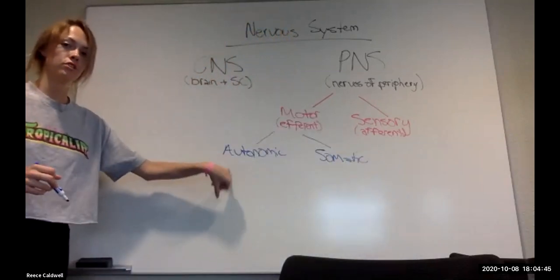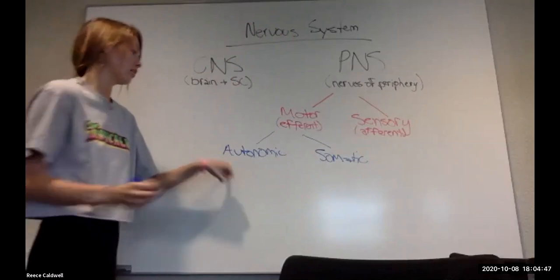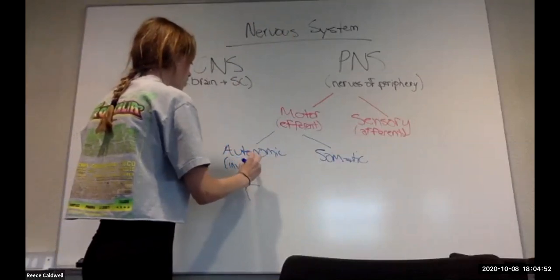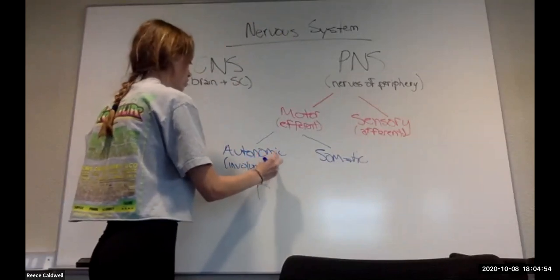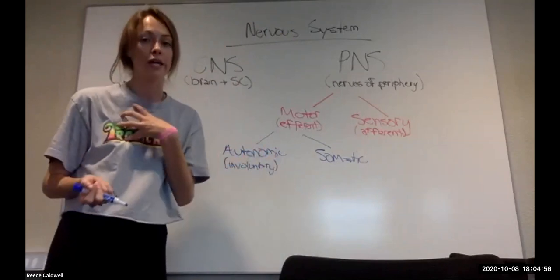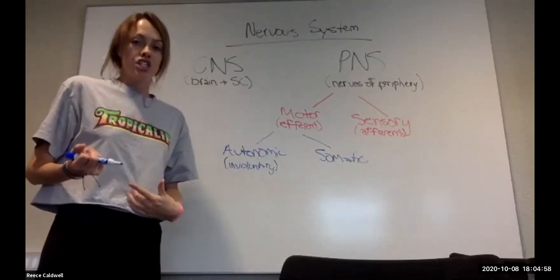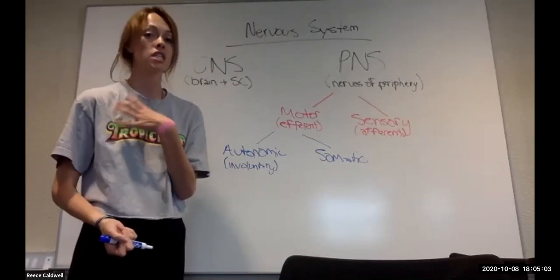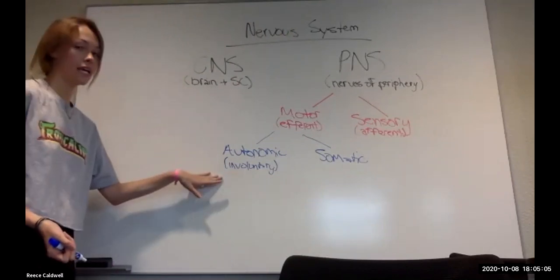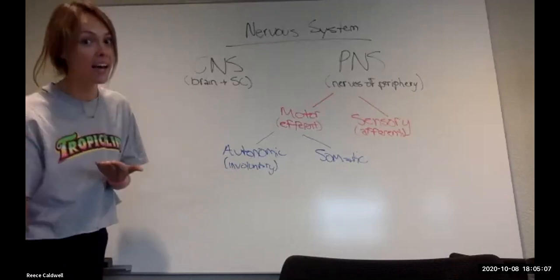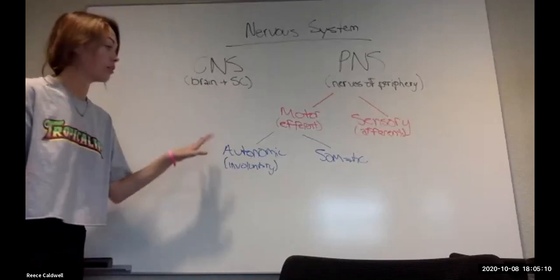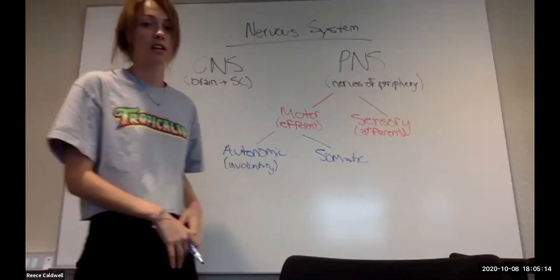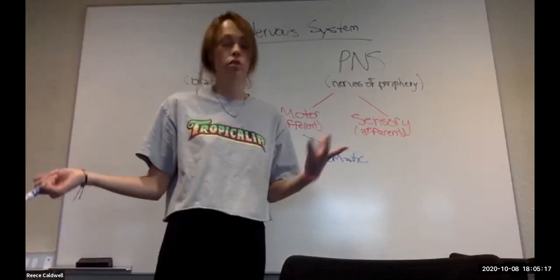Autonomic nervous system is our involuntary control. So this will control our heart rate, our digestion, the smooth muscles of the digestive system, the cardiac muscle of the heart. Autonomic is involuntary. Autopilot is how I remember that. Autonomic, autopilot, it's doing it on its own. It's involuntary. It does not require any type of control.